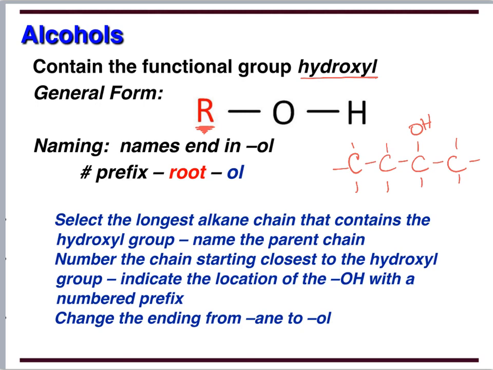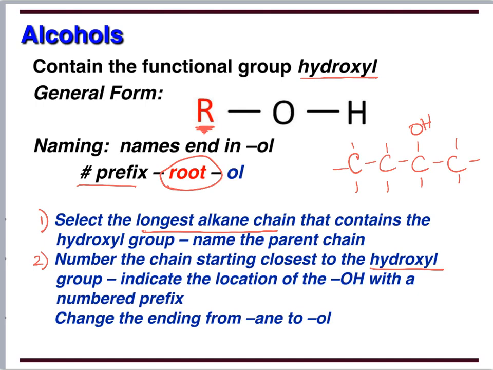To name these molecules, it's very similar to the ones that we've been doing so far. Number one is always find the longest chain. So once we find the longest chain, that creates the root to the name. And then we're going to number the chain, this time closest to the hydroxyl group. So find the OH, start numbering closest to that end. And that's going to, again, determine the position. So it's going to give us that number prefix for our OH group.